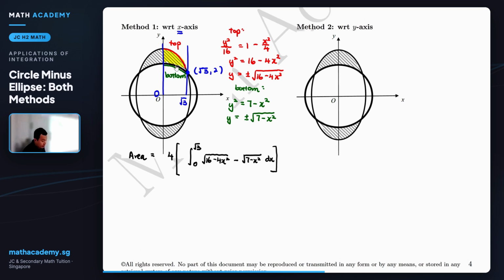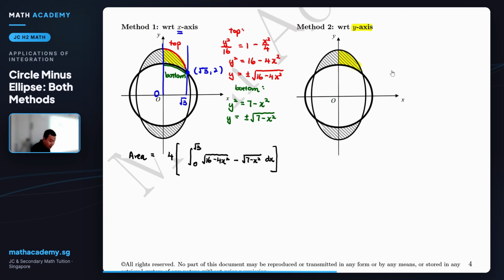Okay, so the idea here is we go for top minus bottom since it's between two curves. But the question sometimes may force you to go with respect to the y-axis. So I want to illustrate again, but it's a different technique altogether. Then again, we calculate this area, but let's do with reference to the y-axis.